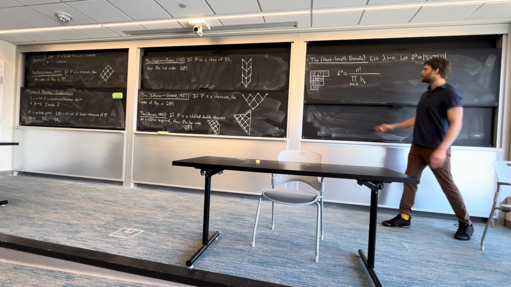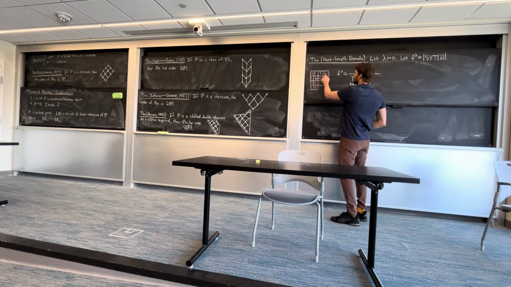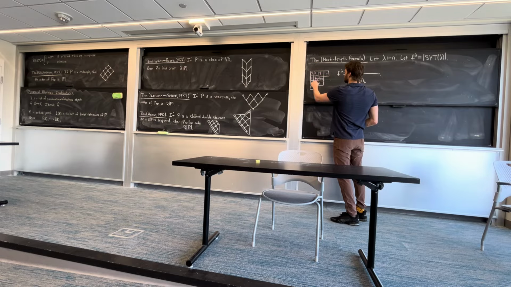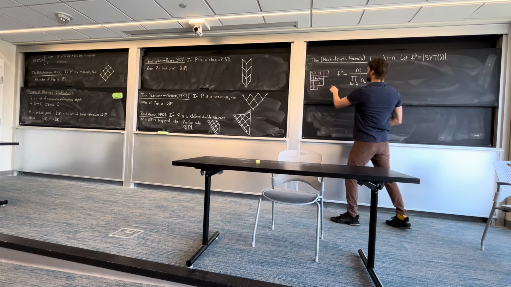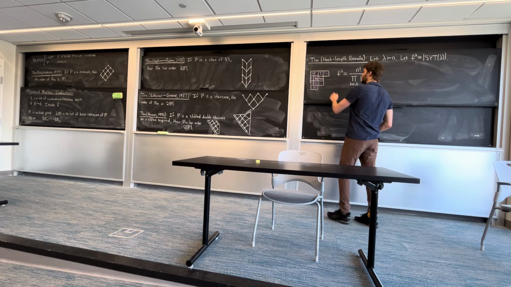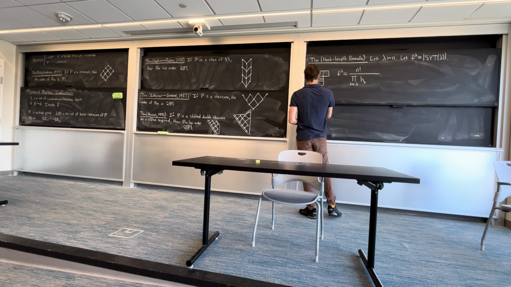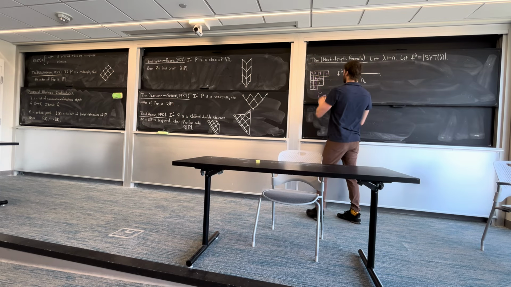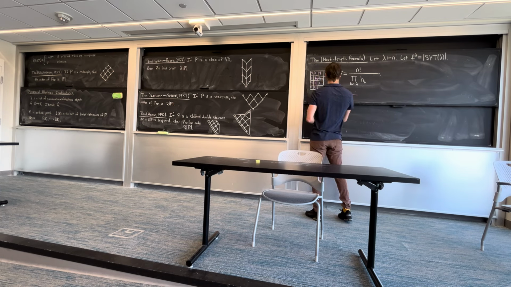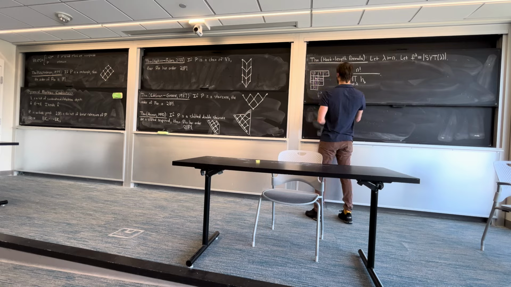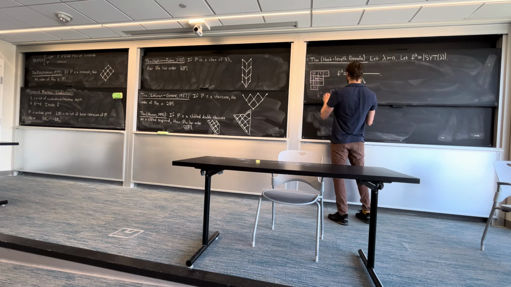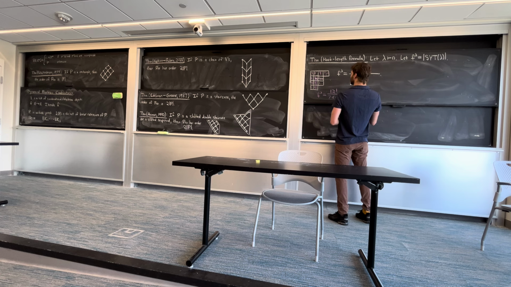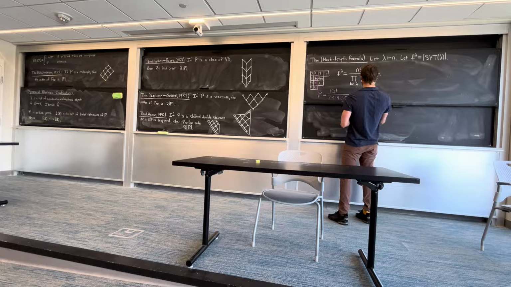As an example, what is n here? 1, 2, 3, 4, 5, 6, 7, 8, 9, 10, 11, 12. So in this example, the number of standard Young tableaux, f lambda, would be 12 factorial divided by 7 times 6 times 4 times 1 times 5 times 4 times 2 times 4 times 3 times 1 times 2 times 1.